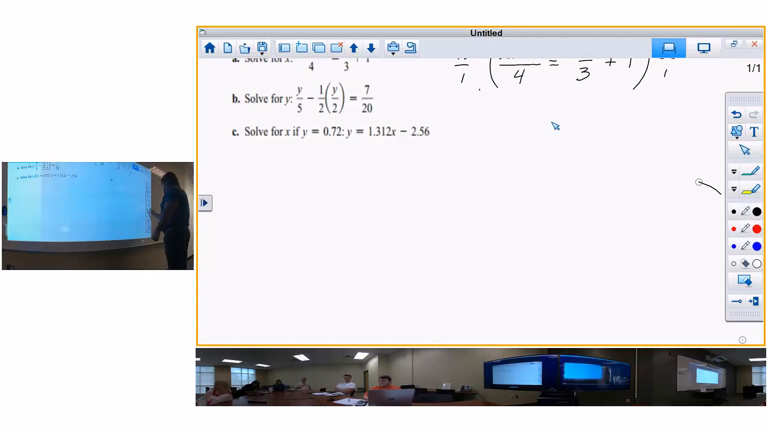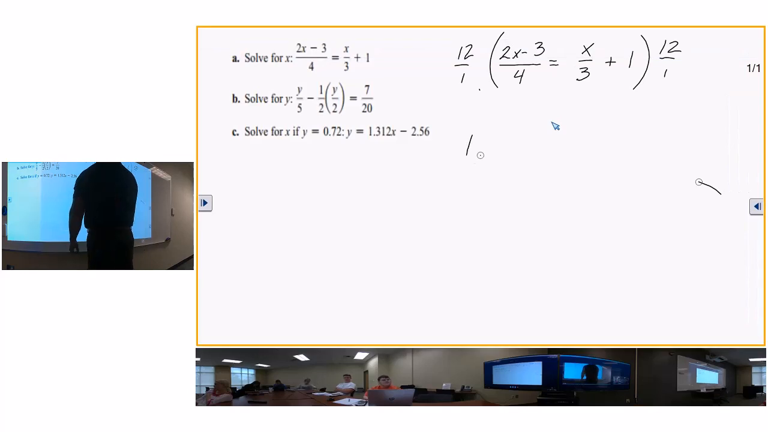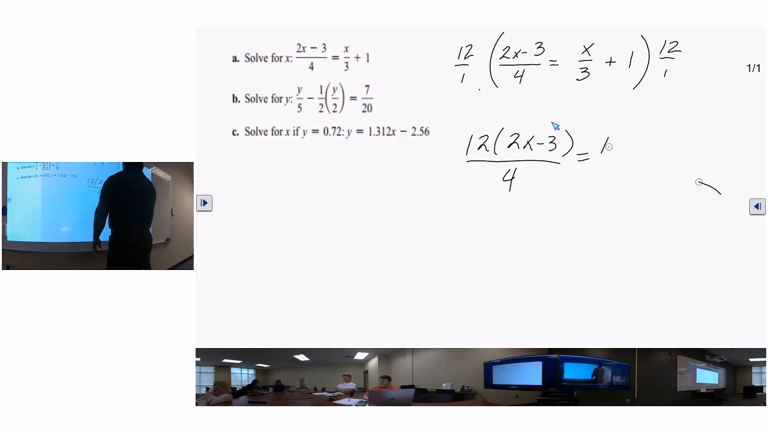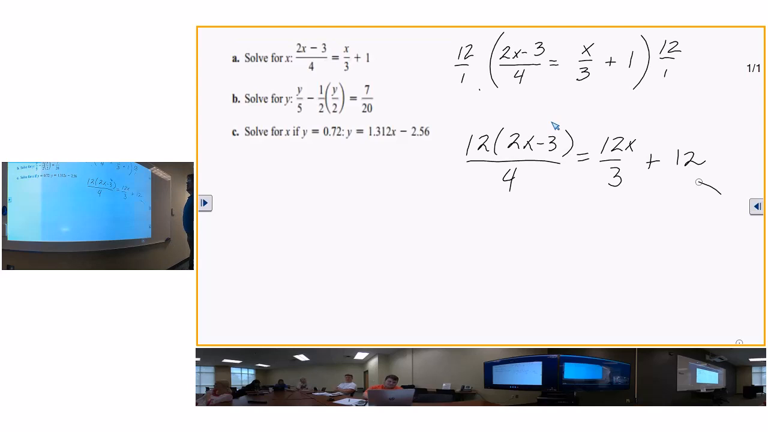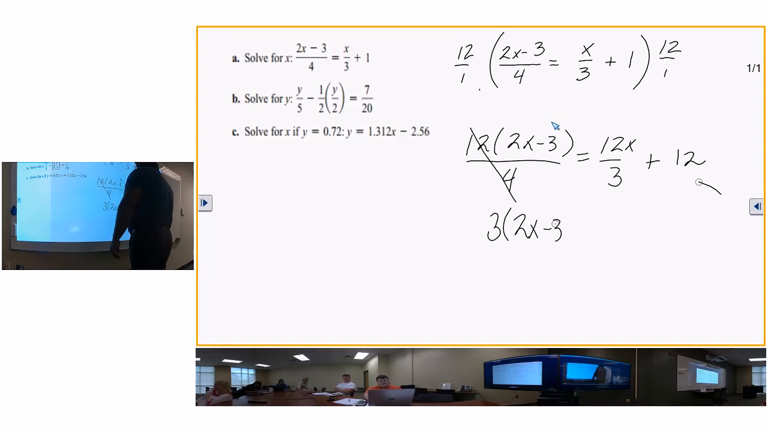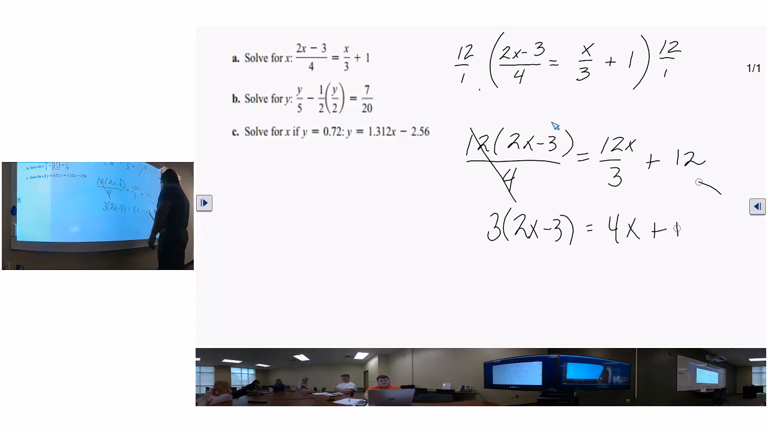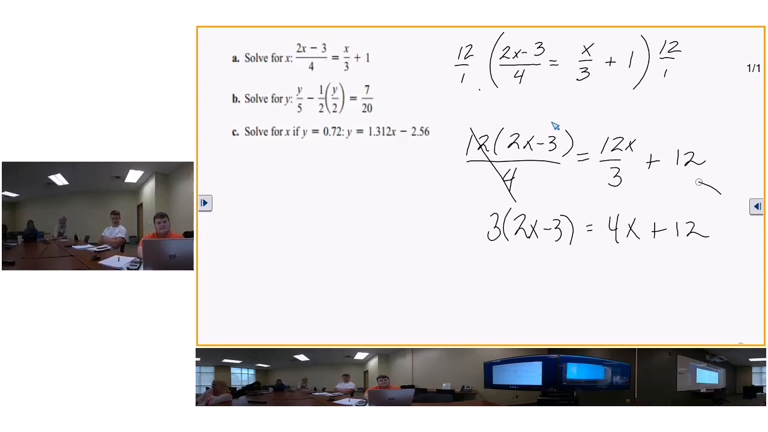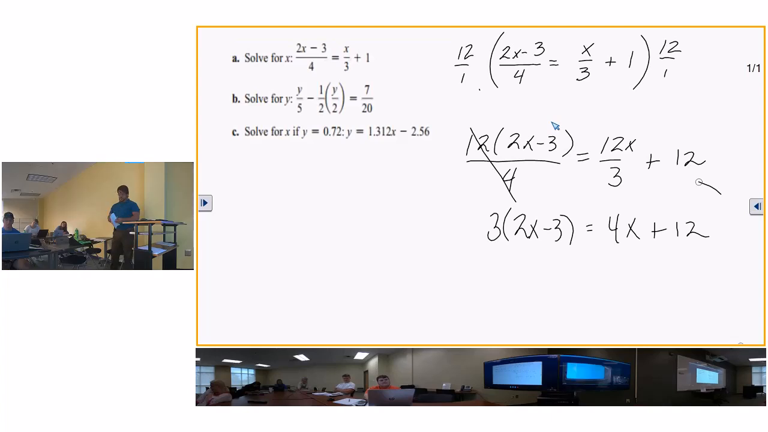And I'll stop after this one because some of y'all are already zipping. Y'all got this fascination with zippers or something. 2x minus 3 over 4 equals 12x over 3 plus 12. And what happens to the 4? 3, 2x minus 3, 4x. Now solve it. Equals 11. Let me call the roll because evidently with the zippers going off, I need to call the roll.